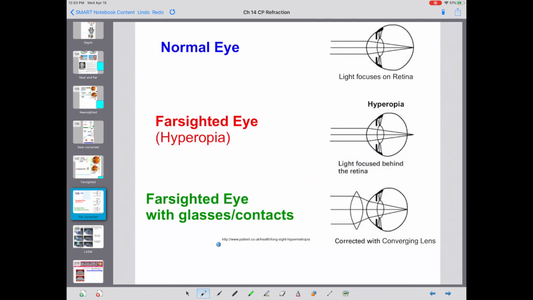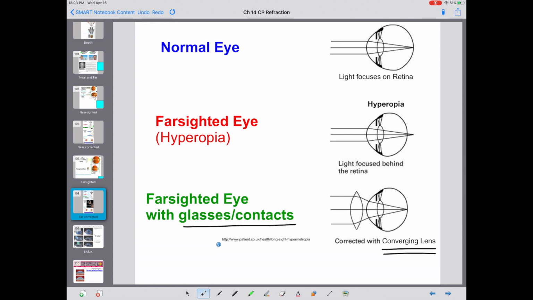If we're going to correct for this, then we're going to need to put a converging lens in front. So again, we have all three diagrams here: the normal eye, the farsighted eye, and the farsighted eye with glasses or contacts. That converging lens brings the rays together before they hit the lens cornea system, so that when they do hit the lens cornea system, they're already closer and they don't need the distance to be able to come together. They can come together in a shorter distance and form an image clearly on the retina.